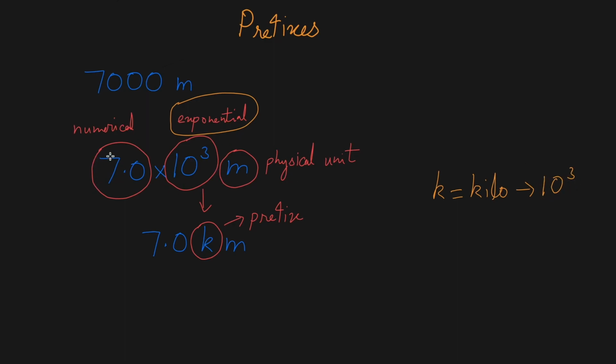So instead of writing 7.0 times 10 power 3 meters, we replace the tens exponent, a specific tens exponent mind you, with a specific alphabet letter or symbol, and that specific letter or symbol is known as its prefix. Here I had tens power 3, and I have written k. So k means kilo, which is used for tens power 3, which basically means 1000.